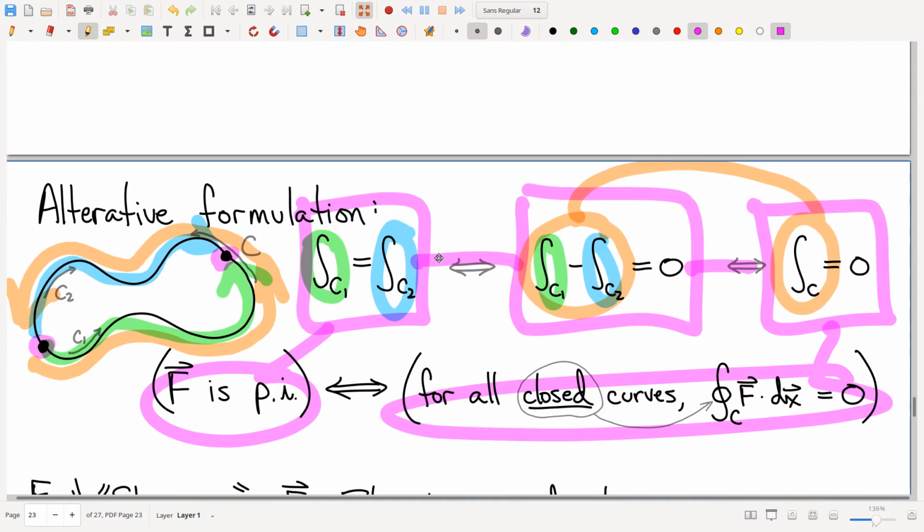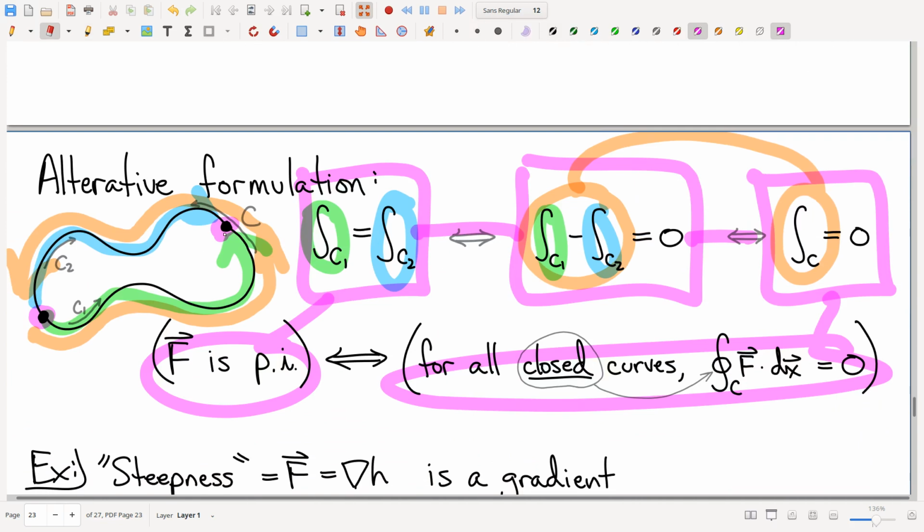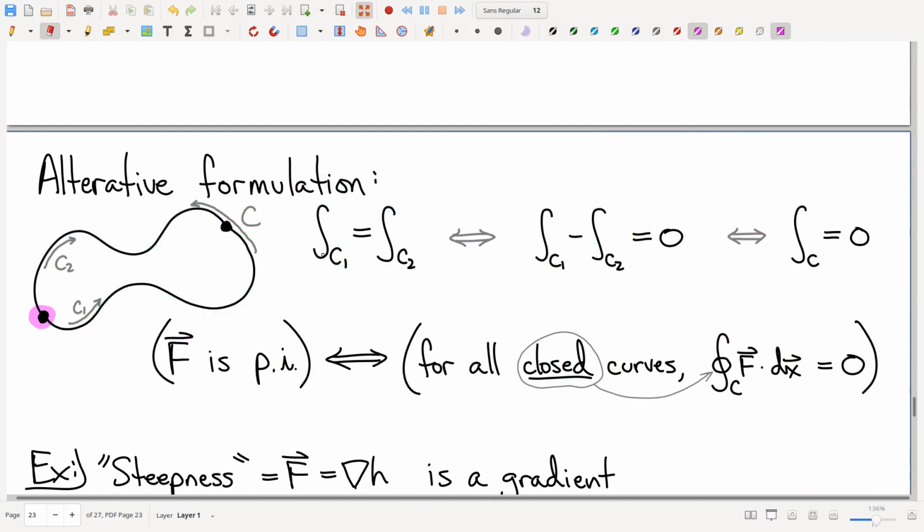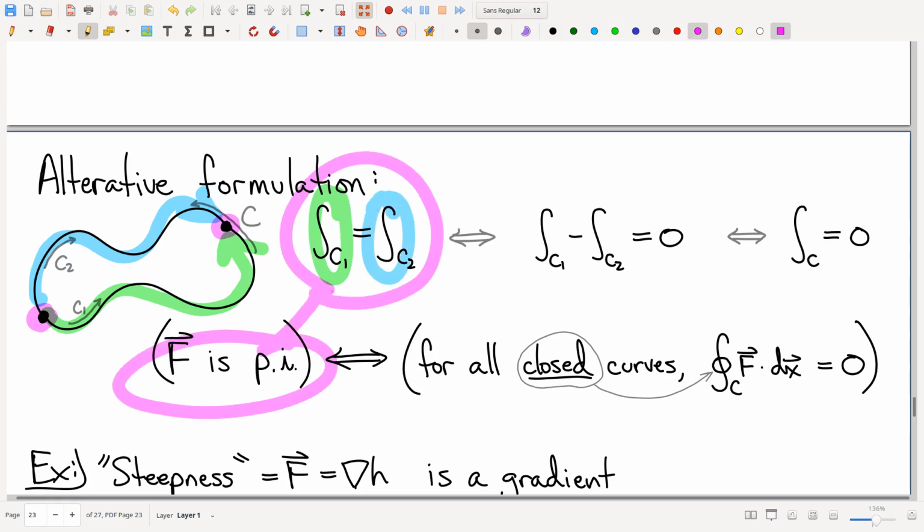Okay. Here's a different way to think about path independence. Let me remind you what our existing way is to think about path independence. Shared starting point, shared ending point. One curve with the appropriate start and end. Second curve, same appropriate start and end. Path independence says that the first integral and the second integral are equal. So this is what path independence means right there.